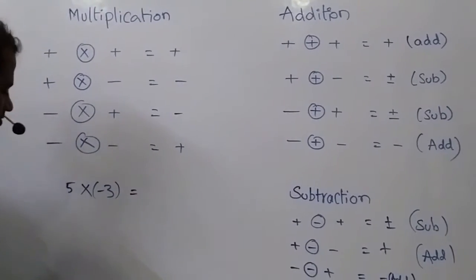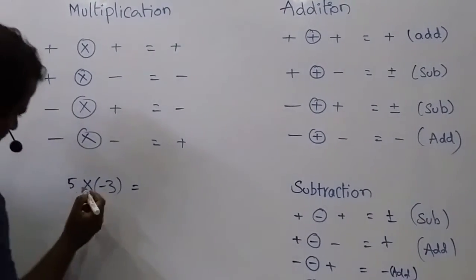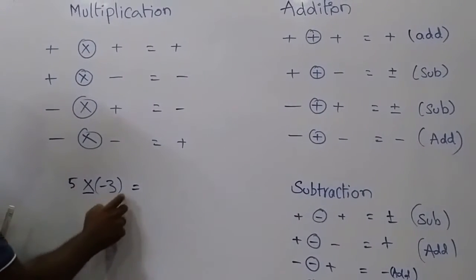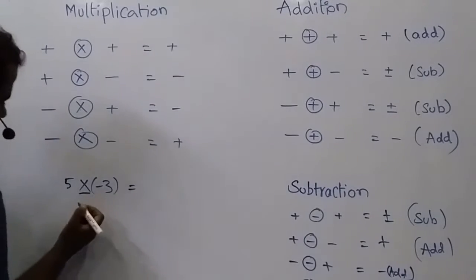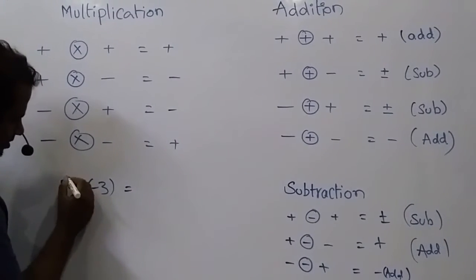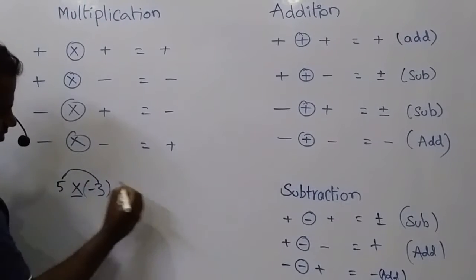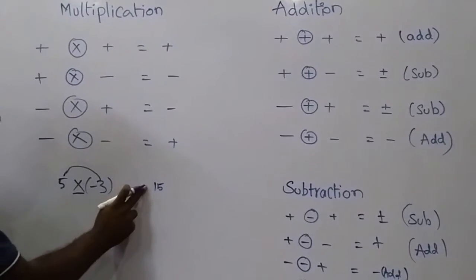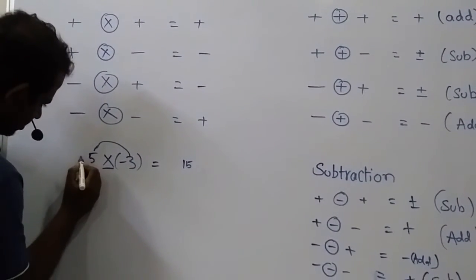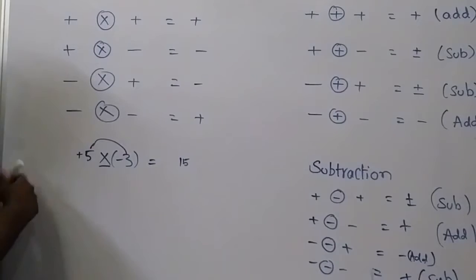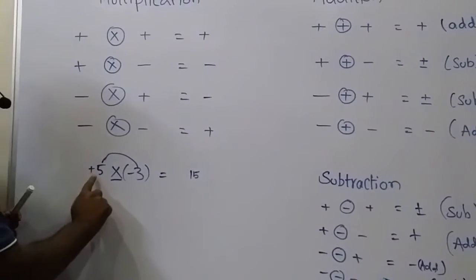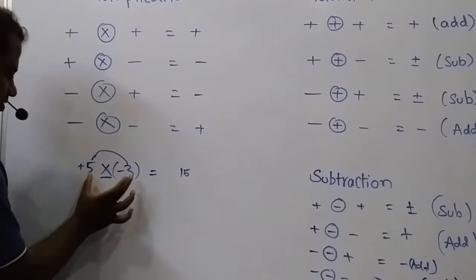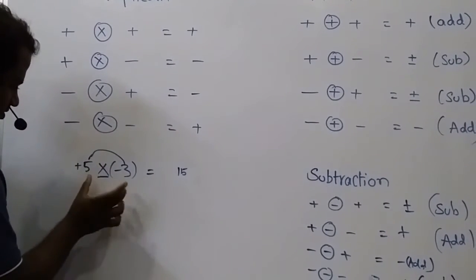How will we solve this? Here the main operation is multiplication, but I am multiplying one positive number with one negative number. So first perform the multiplication operation between the numbers: 5 times 3 is 15. Before the multiplication result, what sign do we have to put? If nothing is there before a number, it is a positive number, so the plus sign is before it. I am multiplying one positive number with one negative number. First take the numbers and multiply them.